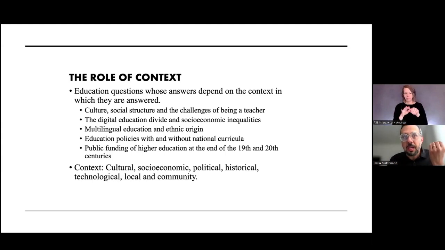And we also have to think about what we mean by context. When we think about context, we think about the cultural, socioeconomic, political, historical, technological, local, or community. This doesn't mean that any research has to take care of all these seven dimensions, but it means that any meaningful research that is going to be considered by AERJ has to situate the research in one of these dimensions to show why the research is meaningful, and why context is important to answer the question that the research is answering. Following, Tom?